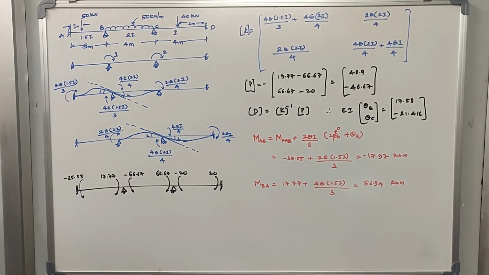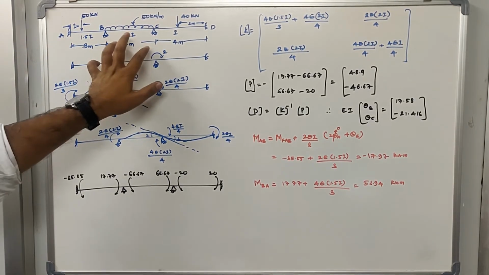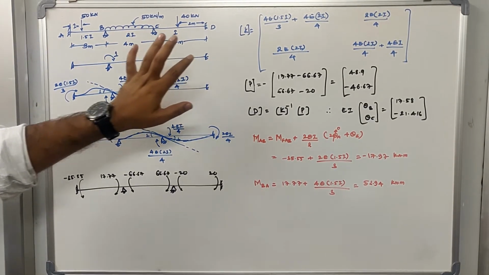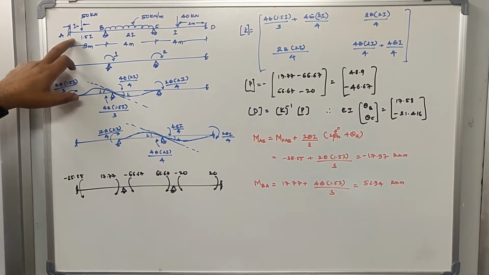AB is loaded by a 50 kilonewton concentrated load, which is eccentric, at 1 meter from the left support A. Then we have span BC, which is subjected to a UDL of 50 kilonewton per meter. Then we have span CD, which is subjected to a concentrated load of 40 kilonewton at the center. As we know, the length of member AB is 3 meter, BC is 4 meter and CD is 4 meter.